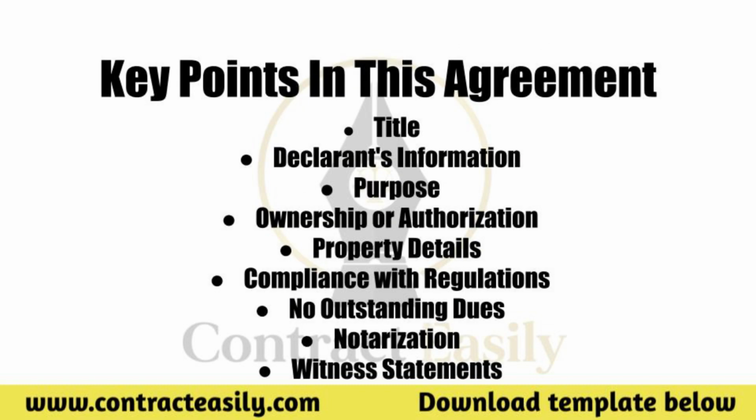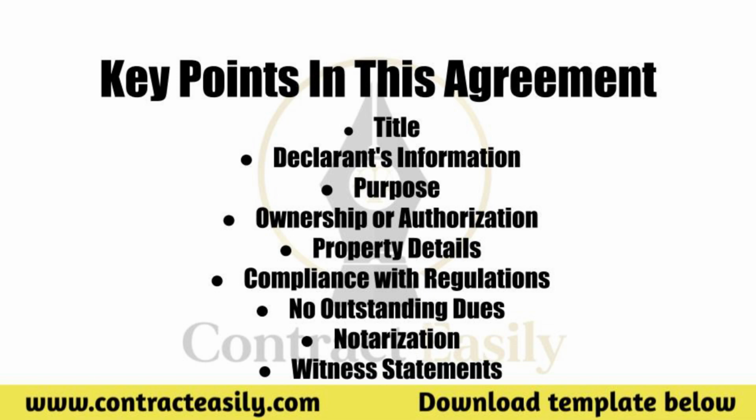Now, let's highlight key points to include in your affidavit. Start with a clear title, such as Affidavit for Application for a New Electricity Connection. Next, we begin with the declarant's, applicant's, full name, residential address, contact details, and any relevant identification information. Next, we need to clearly state the purpose of the affidavit, which is to support the application for a new electricity connection. Next is ownership or authorization, where if the applicant is the property owner, provide ownership proof. If not, include an authorization letter from the property owner granting permission for the new connection.